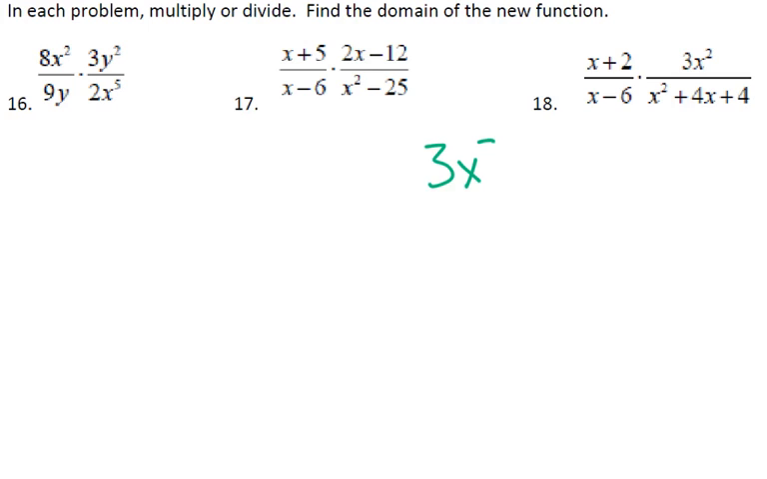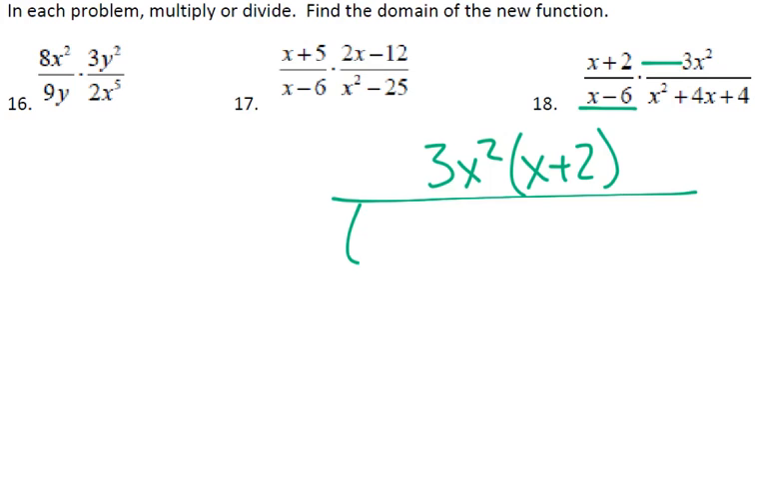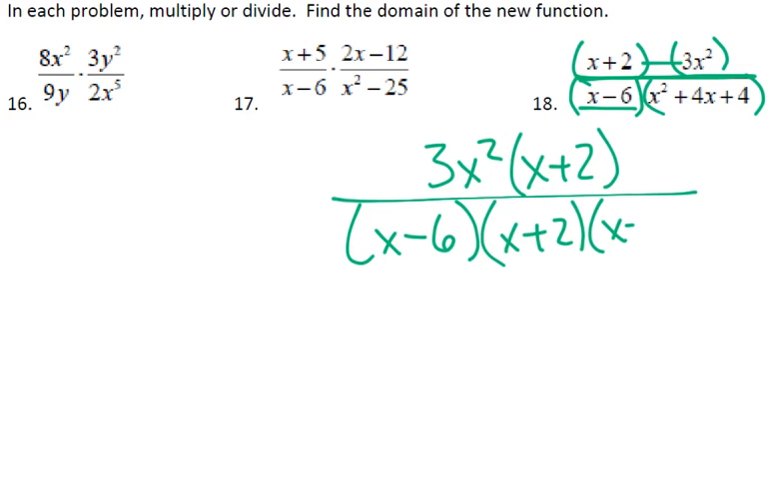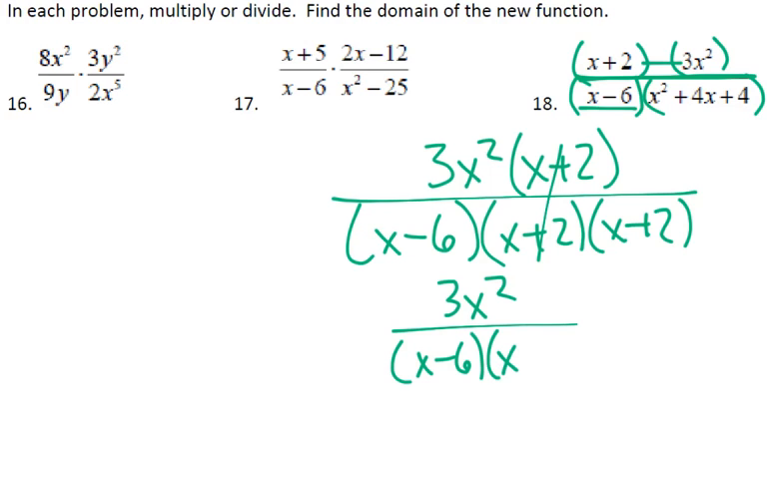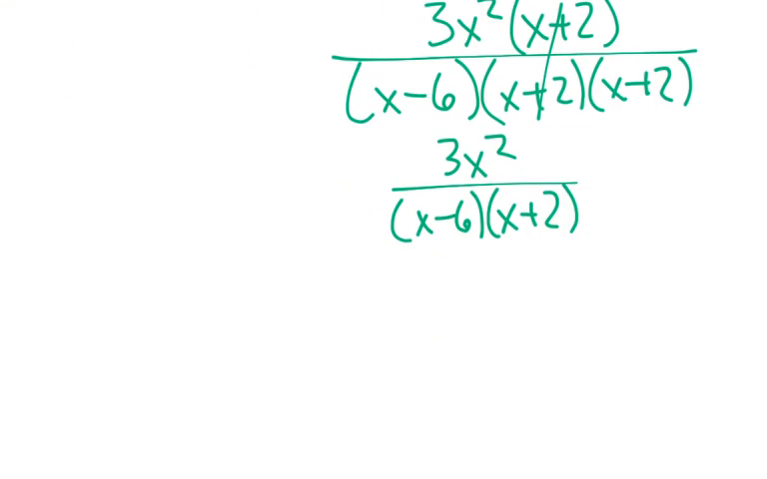So write 3x squared times x plus 2, because I multiplied those two, but let's not multiply them yet, over x minus 6 times, because it's multiplication, we can treat that fraction bar and separate them like this. Now, x squared plus 4x plus 4 we can deal with, right? That's x plus 2 times x plus 2. So we can cancel one of those out. We're left with 3x squared over x minus 6 times x plus 2, which I can leave like that if I really wanted to.